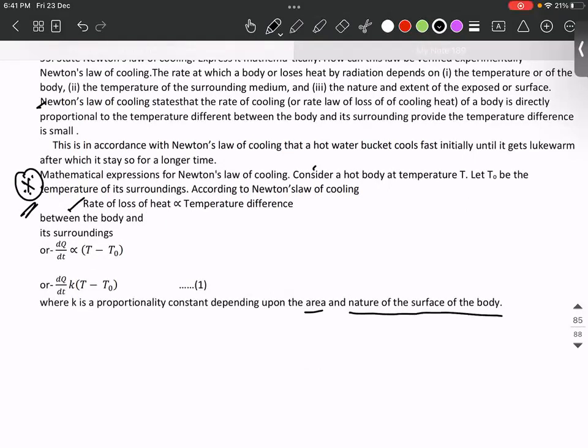Consider a hot object at temperature capital T. dQ by dt is the instantaneous rate at which the heat is lost. dQ is instantaneous. You cannot say delta Q by delta t is proportional to T minus T naught, because delta Q by delta t is the average value, where you have a sufficient amount of time to observe the change. But at some instant, the rate at which the heat is lost is directly proportional to the temperature of the object at that instant minus the temperature of the surrounding.